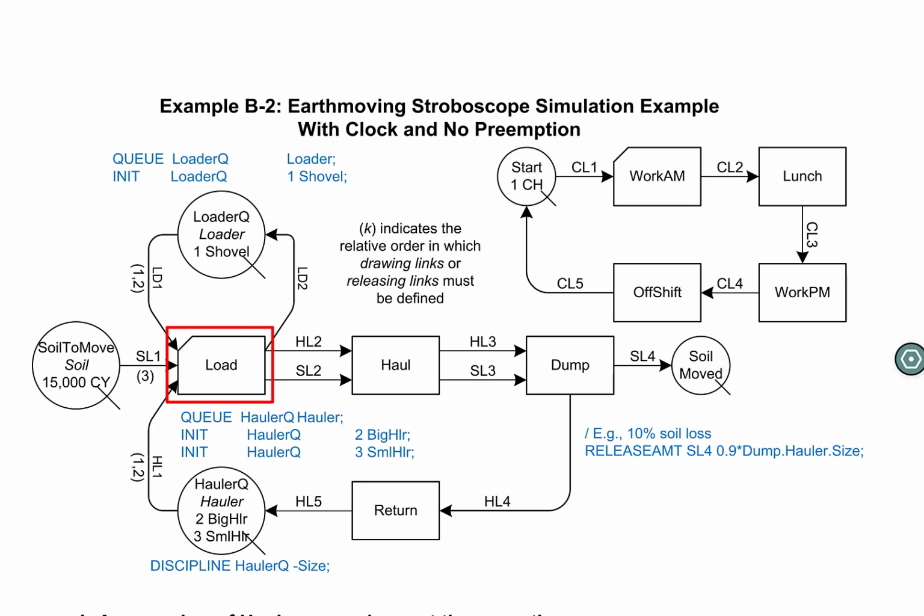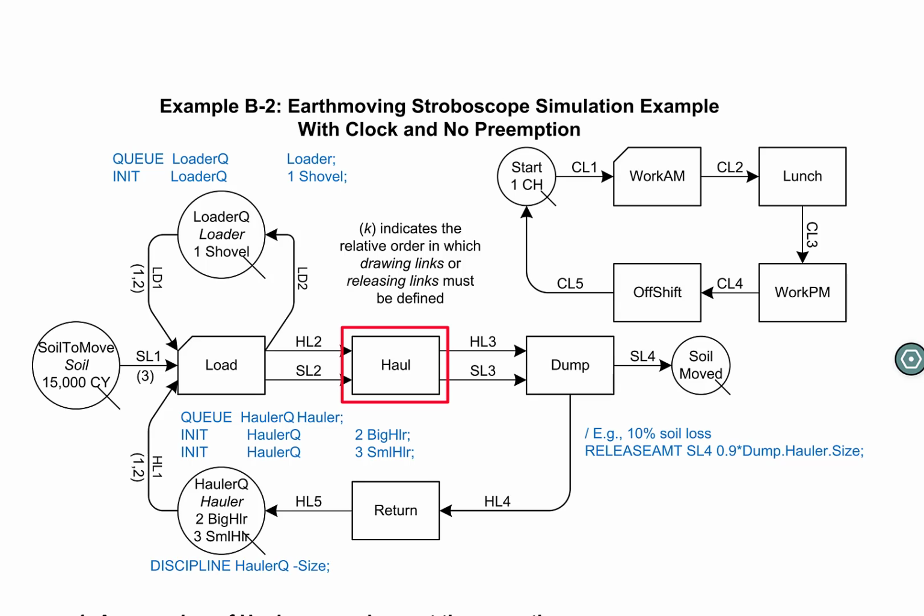When that instance terminates, it will return the loader through link LD2 to loader Q, and it will also create an instance of activity haul to which it will pass the hauler that was in the instance of activity load through link HL2 and the soil that was in the instance of activity load through link SL2. The end result is that the new instance of activity haul will contain a hauler, and it will also contain the amount of soil that it carries. Specifically, for the first instance of activity haul, it will contain 1 big hauler and 20 cubic yards of soil.